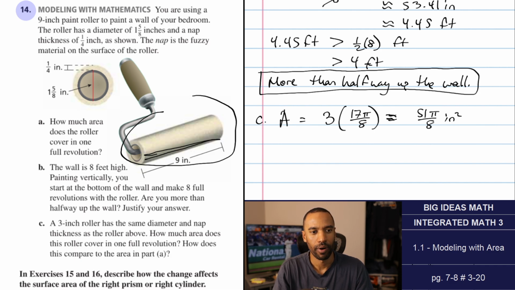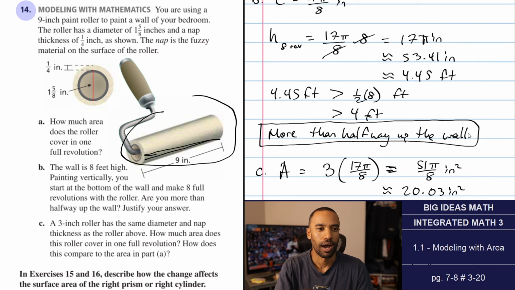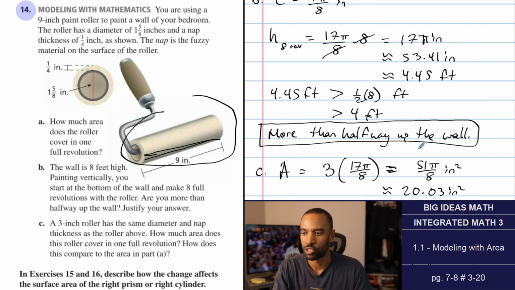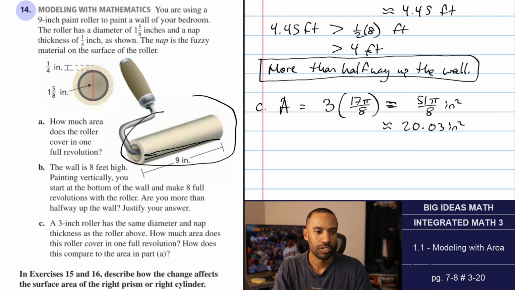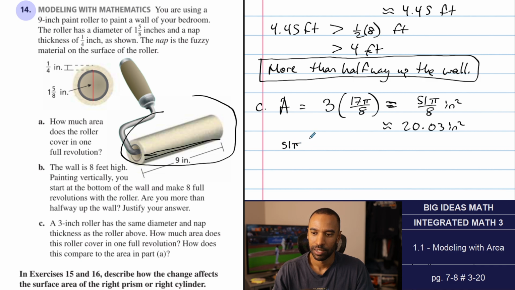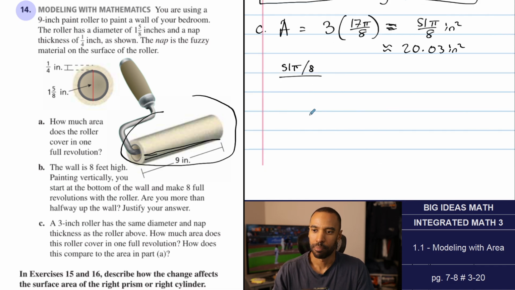Now, this is one where I'd almost want to use the exact values instead of the rounded ones. This does round to about 20.03. The other one was 60.08. You can tell that they are rounded, right? If I did one divided by the other exactly, though, so comparing, let's look more at the 51 pi over 8 divided by the 153 pi over 8.